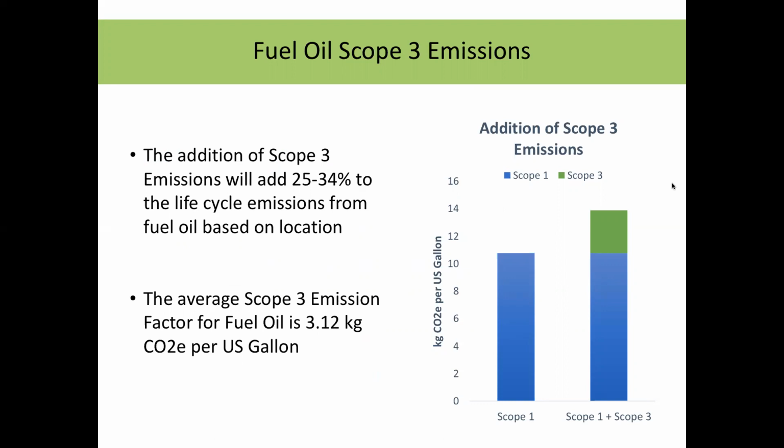So that's Scope 3, and then here on the graph, this is the addition of Scope 3 emissions, which is in green, to the Scope 1 emission factor that's currently in SIMAP, which is in blue. As you can see, the Scope 3 emissions will add a significant contribution to the fuel oil footprint. On average, the Scope 3 emission factor for fuel oil is about 3 kilograms of CO2 equivalent per US gallon used by the consumer. And this will add between 25 and 34% to the life cycle emissions of fuel oil. And that range is based on the user's location.